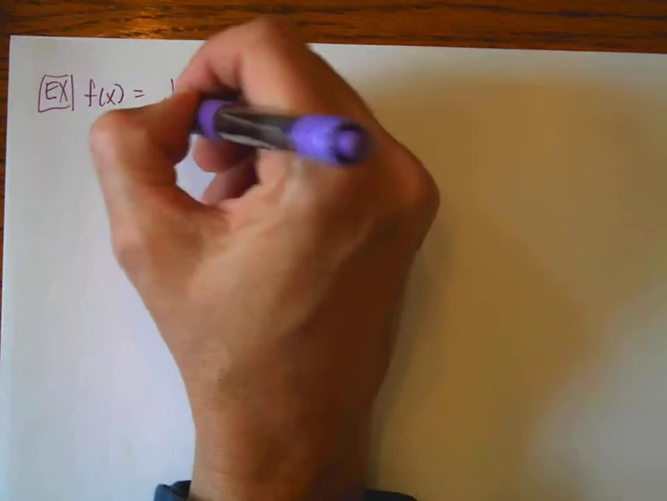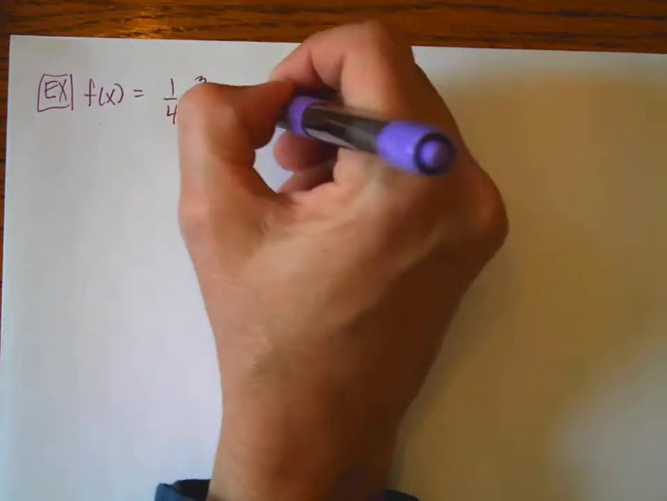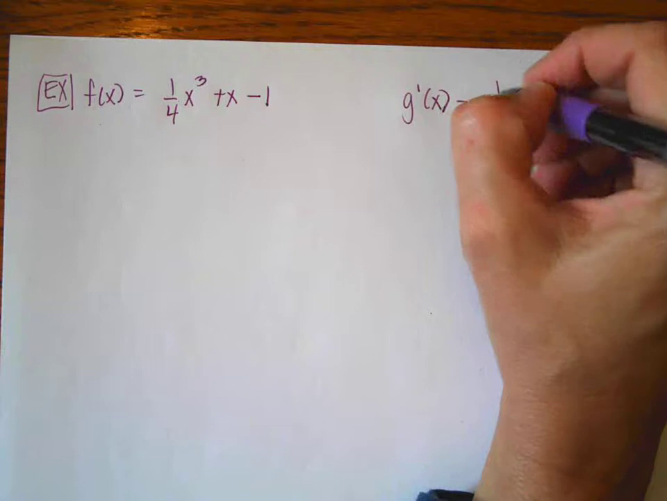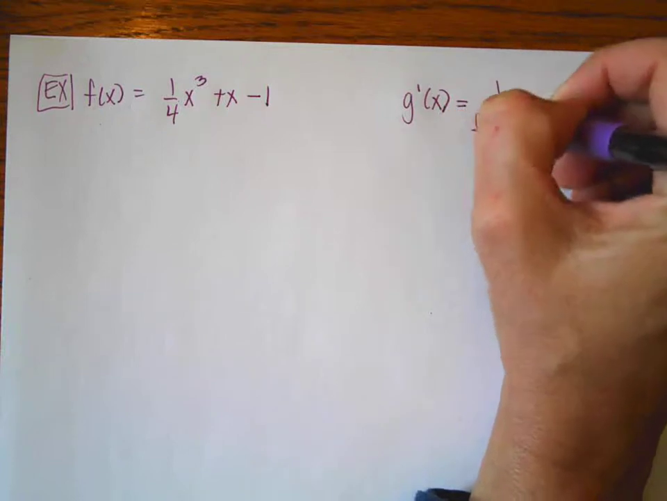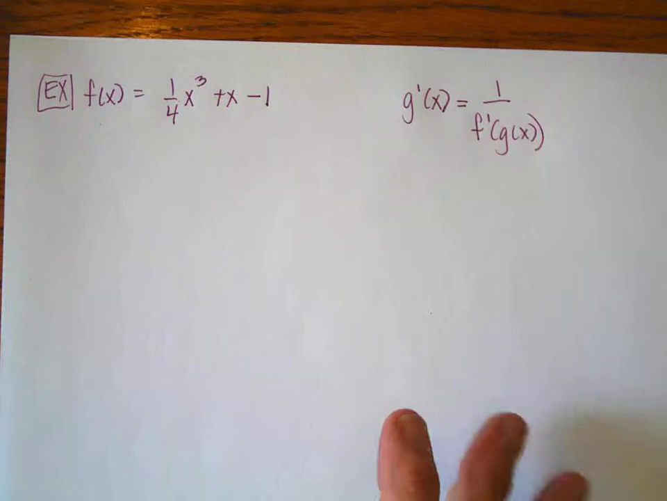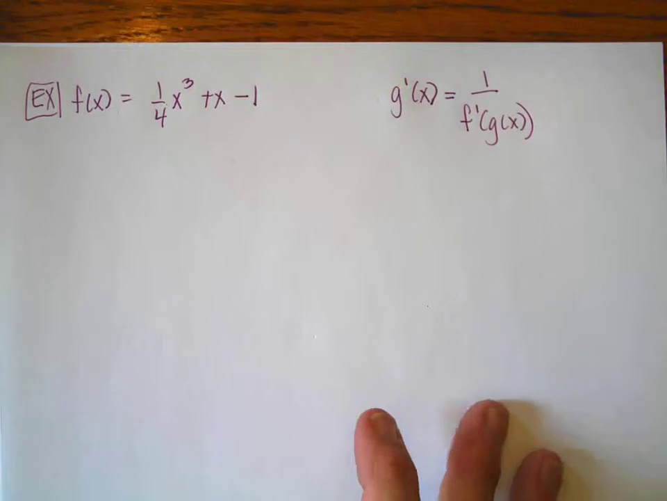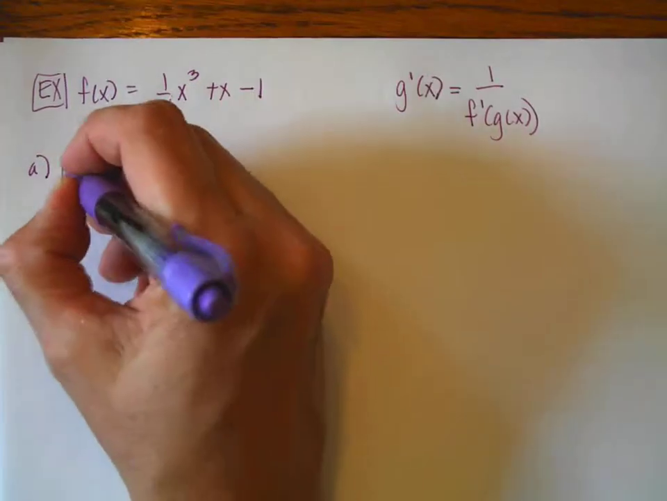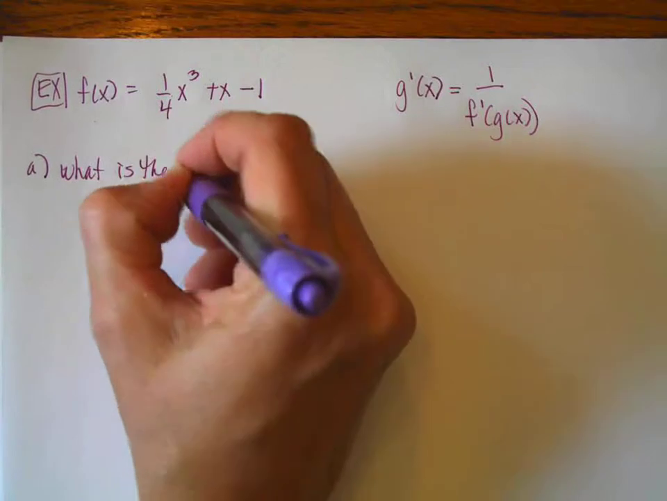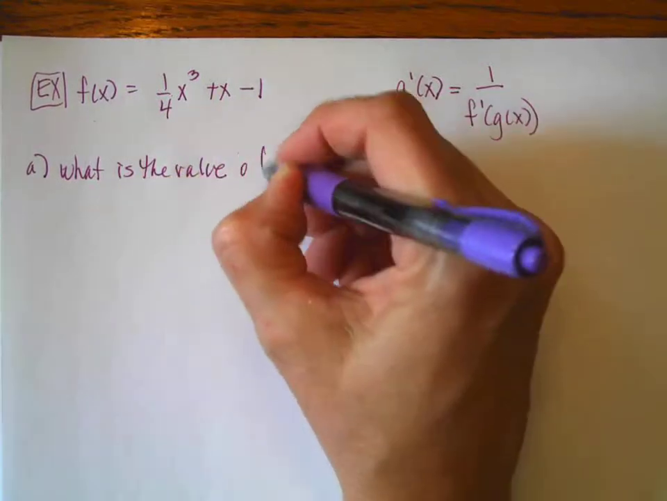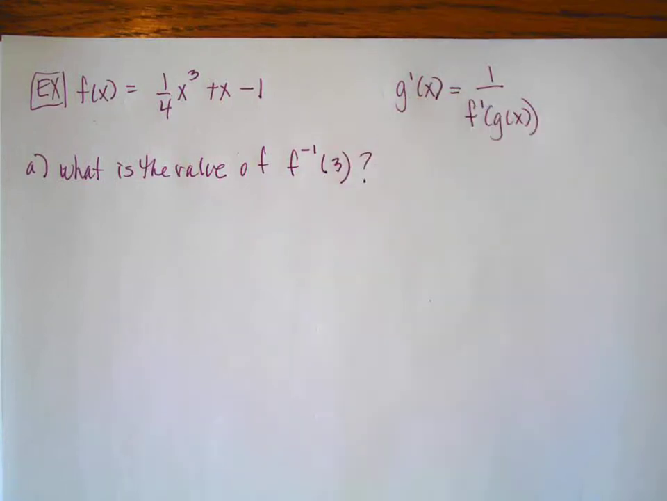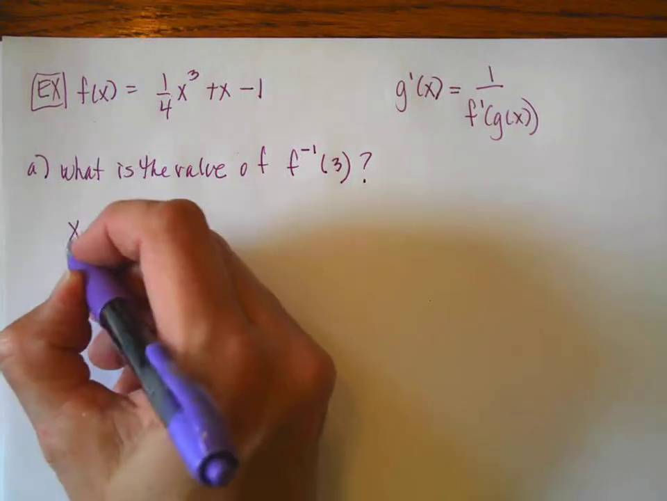So in this particular example, we're going to know that f of x is going to equal 1/4 x cubed plus x minus 1. And off on the side, I'm going to write the derivative of the inverse is 1 over f prime composition with the inverse. Alrighty? Alright, so let's just kind of manage our problem first. So the first question says, what is the value of the inverse evaluated at 3? Okay, so that's going to be my first question.